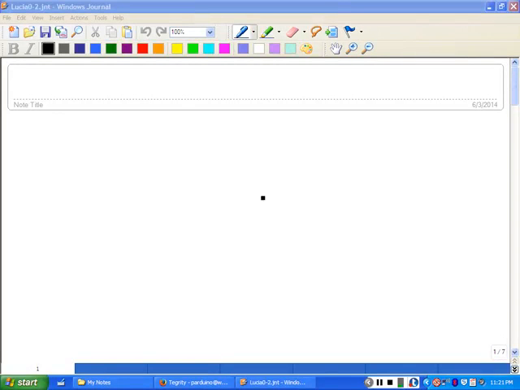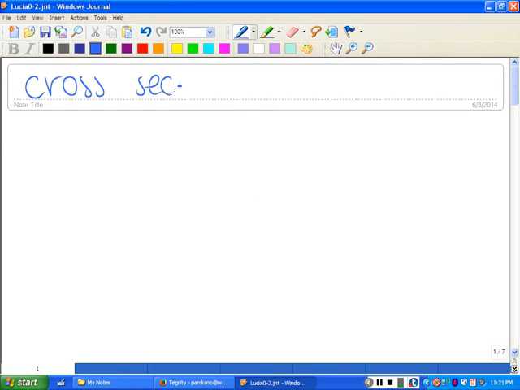Hey guys! So today we are going to be learning cross-sectional volume. So, what exactly is this? Well, we are going to be seeing how we can see an image through a 3D image using calculus.